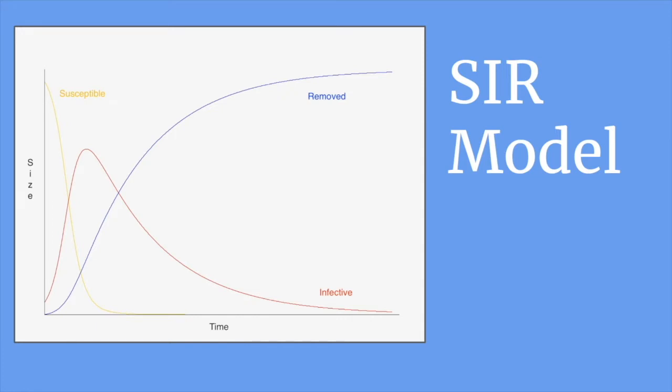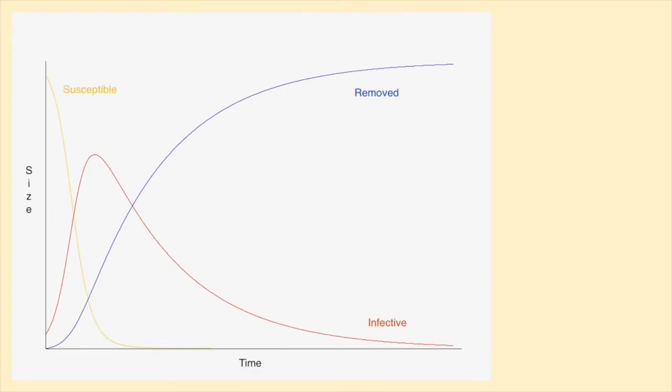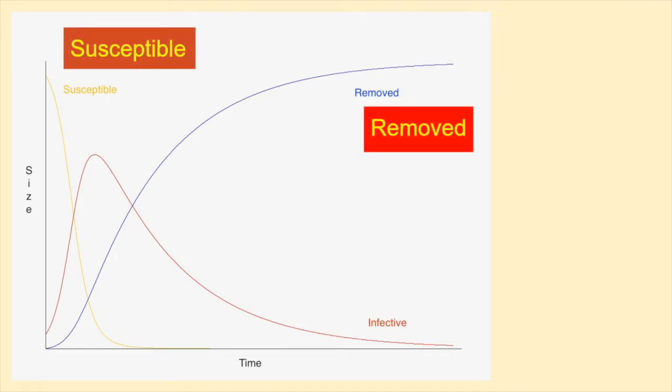I'm interested in the 3 lines, which I notice all seem to be different. In the SIR model, which is what we're looking at right now, these lines are used to represent an entire population of people divided into 3 groups. Now these groups are susceptible, removed, and infective. It's super okay if you don't know what these terms mean.